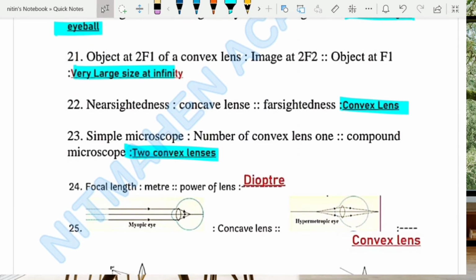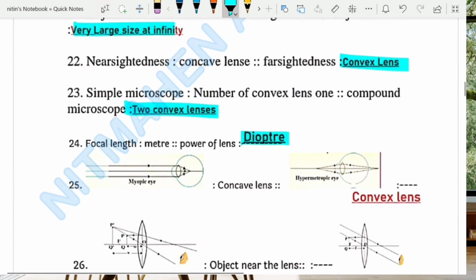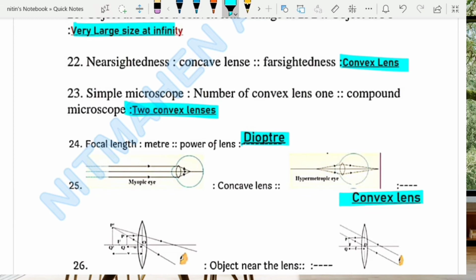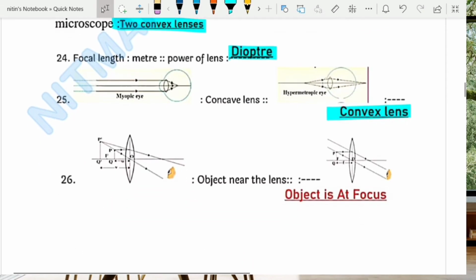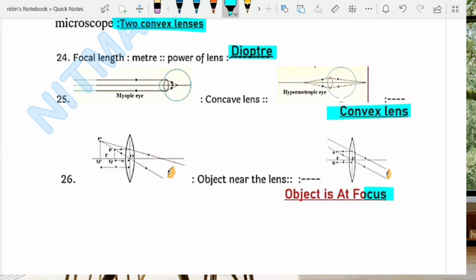The focal length is in meters and the power of a lens is in diopters. This figure is a convex lens. Object at the focus.